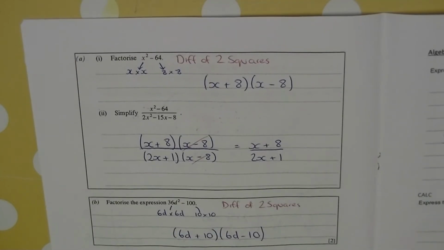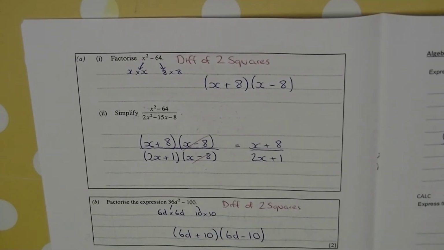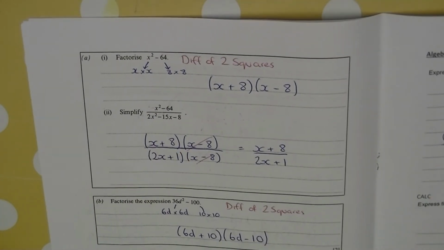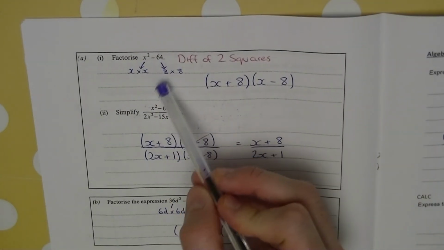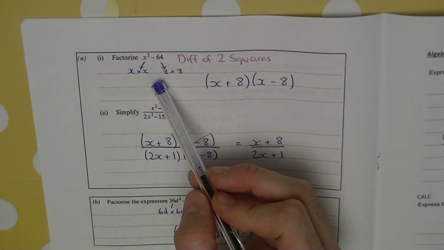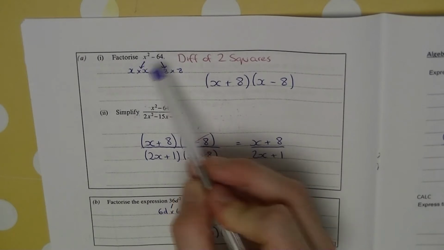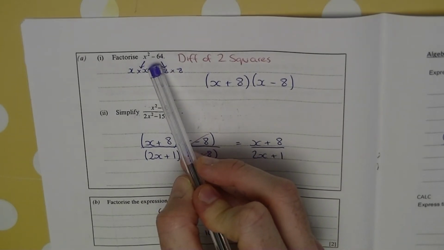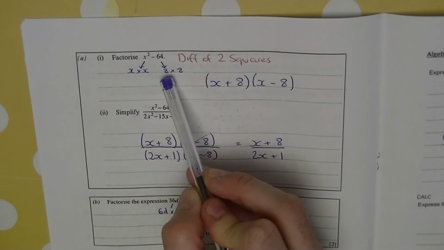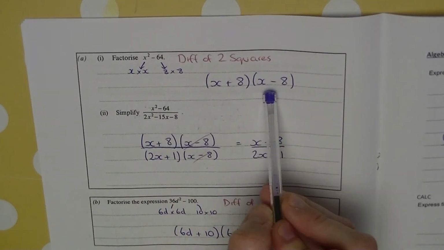More and more of the same coming up, okay? Just more factorising. Again, ask yourself the questions. Is it a quadratic? No, because it's got the x squared but doesn't have x's. Is it a difference of 2 squares? Well, x squared is x times x, and 64 is 8 times 8, and it's a minus in the middle. So yes, it is. The 2 brackets being x plus 8 and x minus 8.